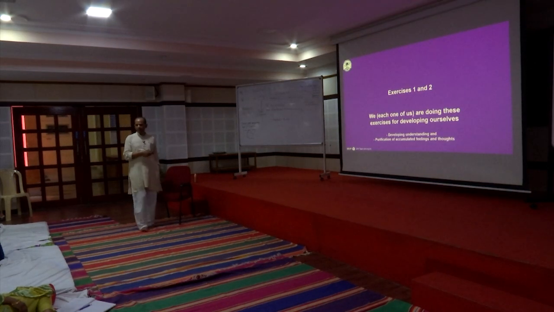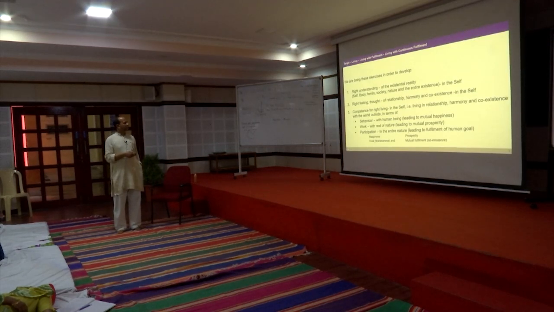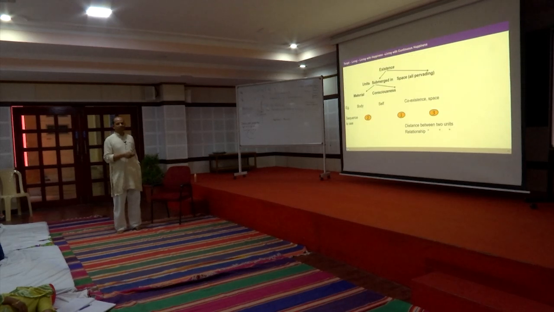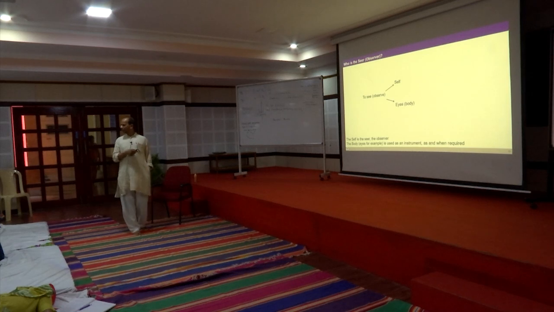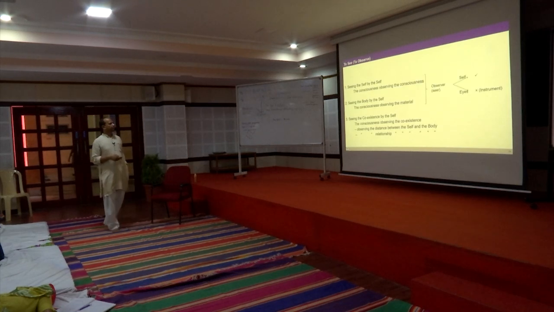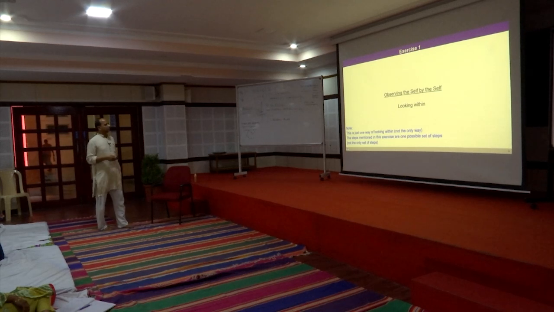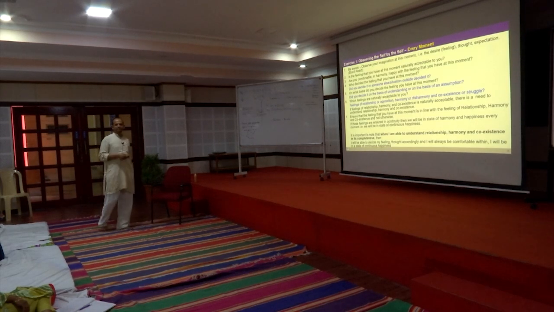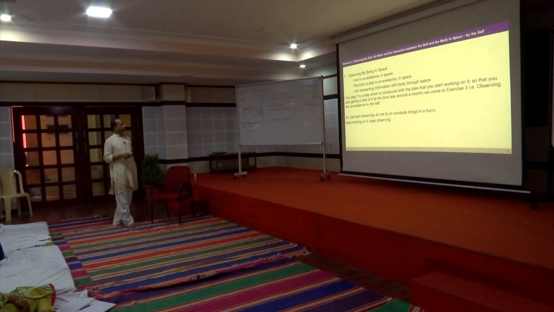So we already went through this. I will not go over it again. We had discussed this yesterday. We had seen this also. You could see this also. Then observing the self by the self, we had talked about it. We looked at all the seven steps of exercise 1. Then we went over to exercise 2, and we looked at the seven steps of exercise 2.